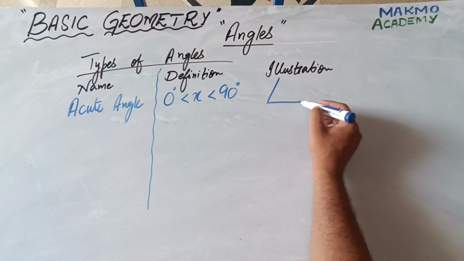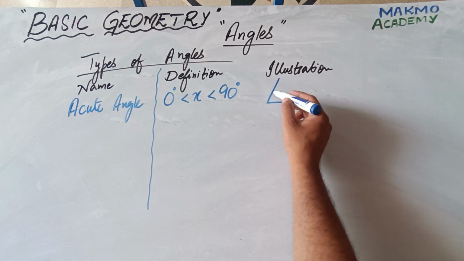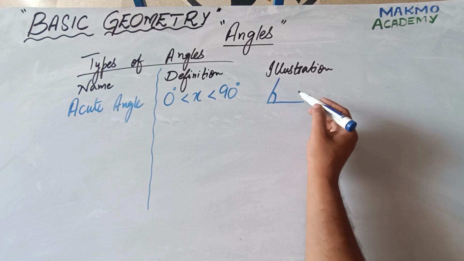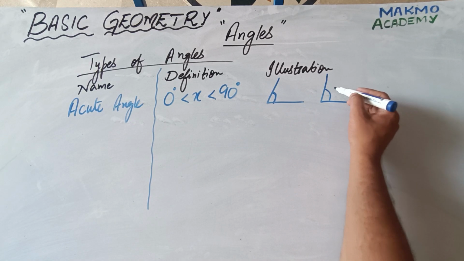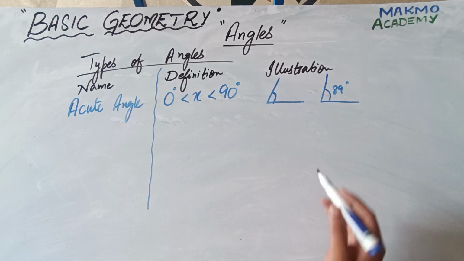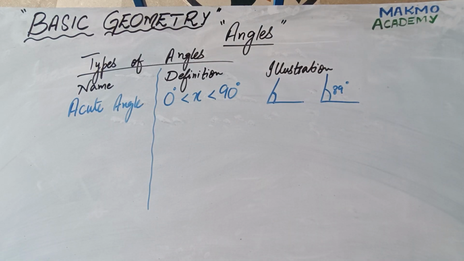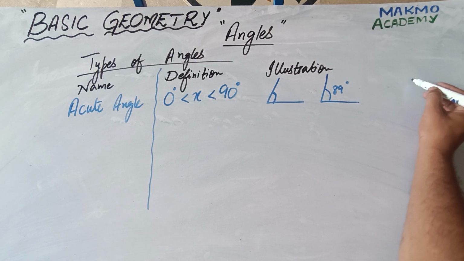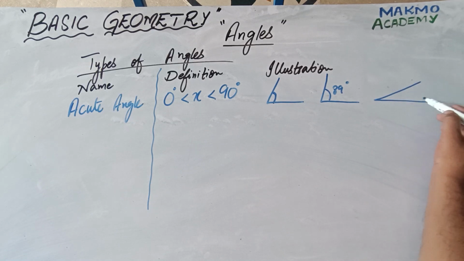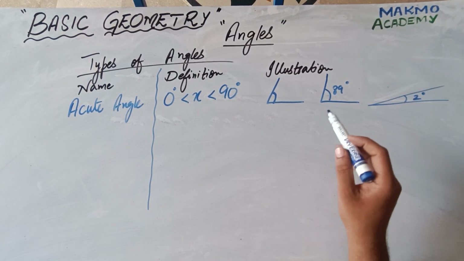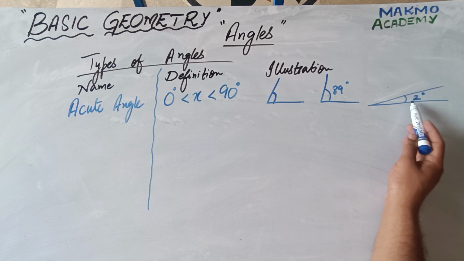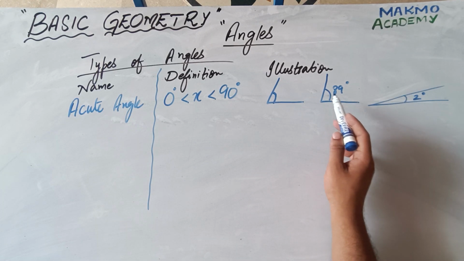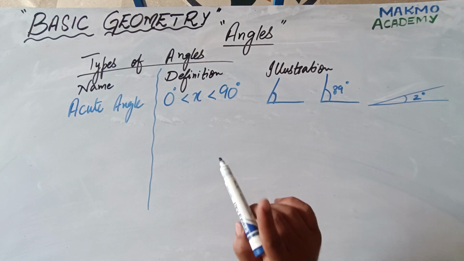So this is the illustration of this angle. This angle is lesser than 90, so this is called an acute angle. If it would be 89, for example, if the size of the angle is 89, again it would be represented as an acute angle. For example, even if the size of the angle is 1 degree or 2 degrees, or 89 degrees, less than 90 degrees.